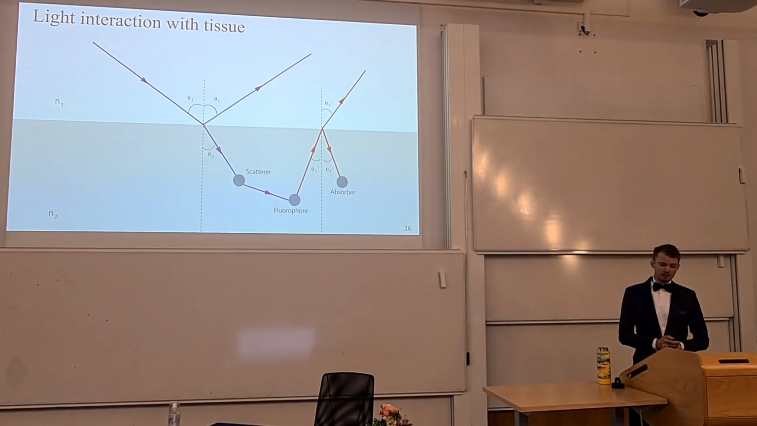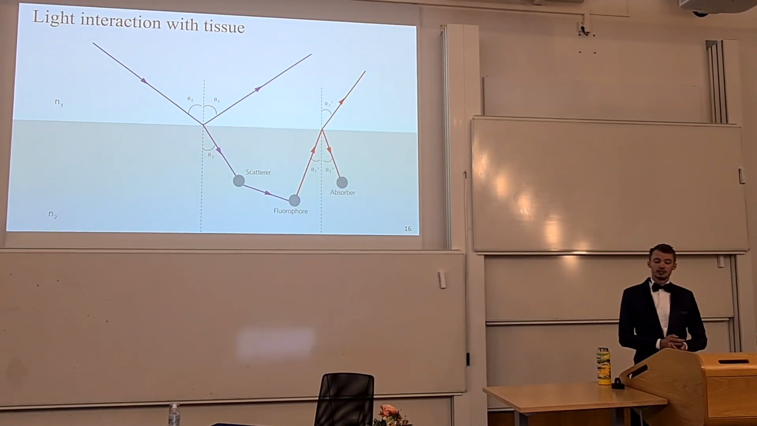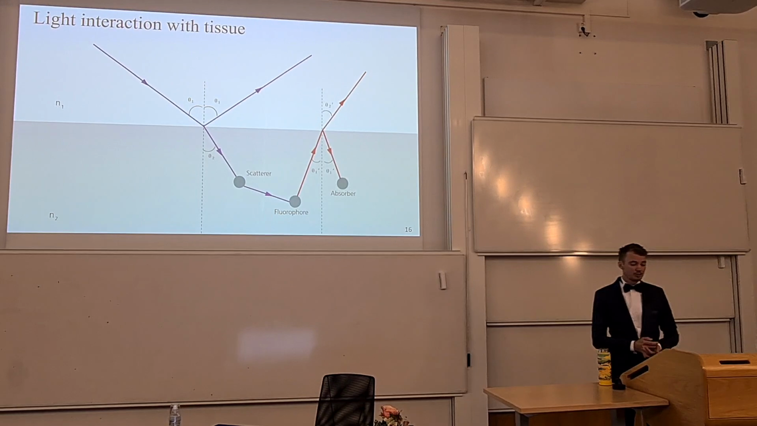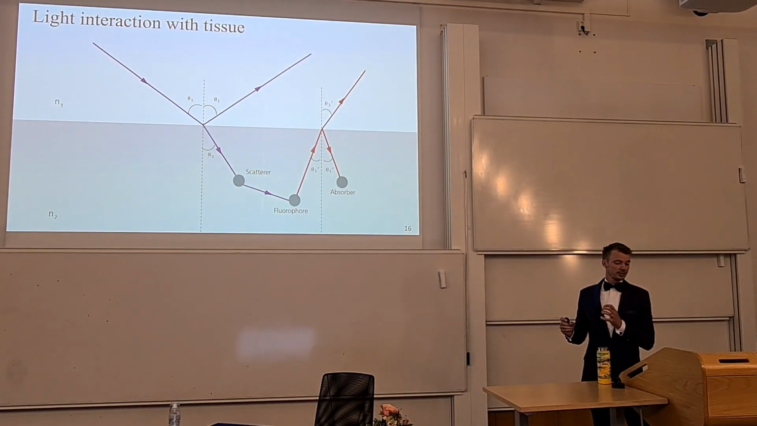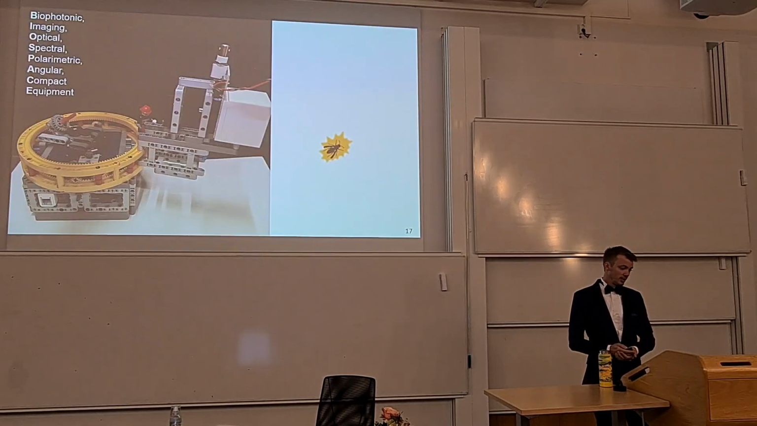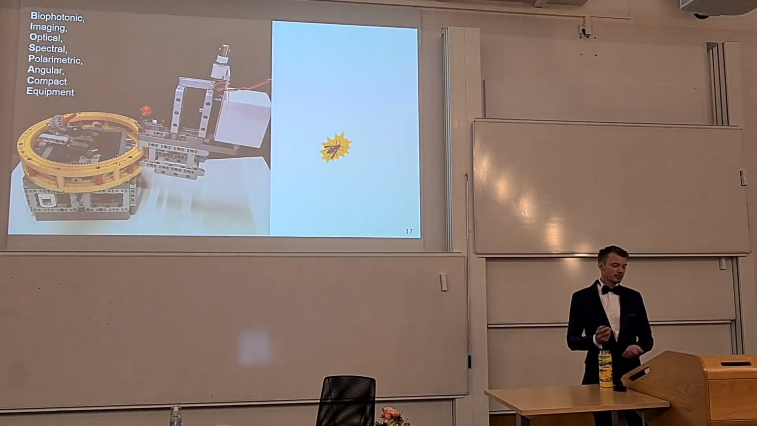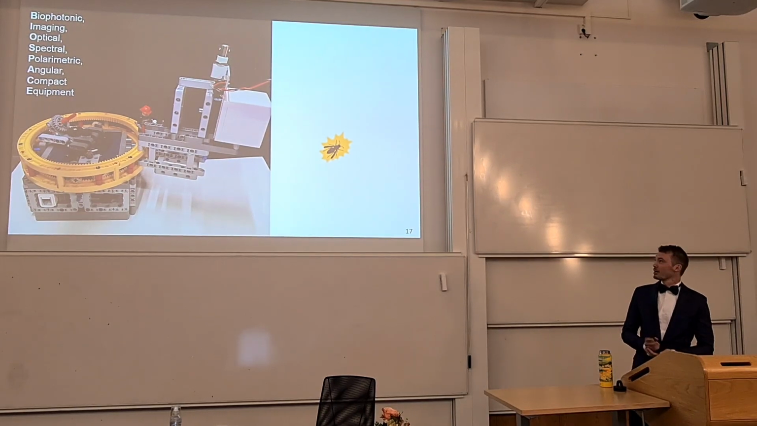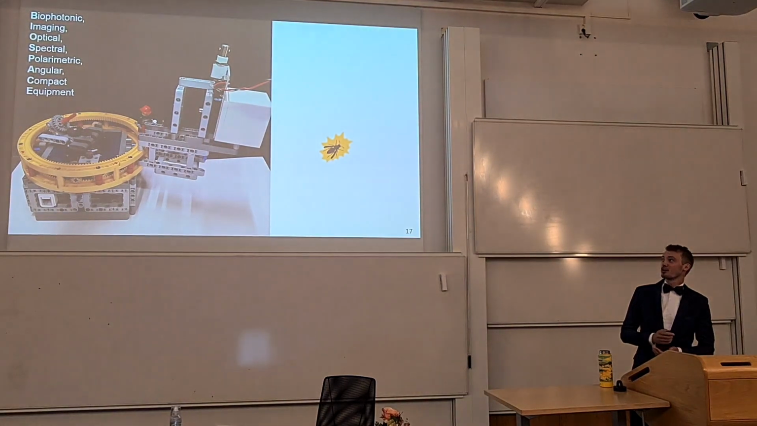By knowing the theory behind these interaction processes, we can investigate targets. So now we need an instrument that can compare these light properties before and after these types of interactions. And here comes the instrument described in Figure 1, called Biospace, which stands for Biophotonics, Imaging, Optical, Spectral, Polarimetric, Angular, Compact Equipment.